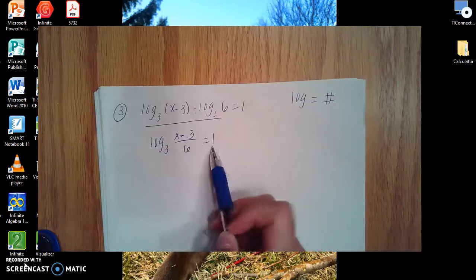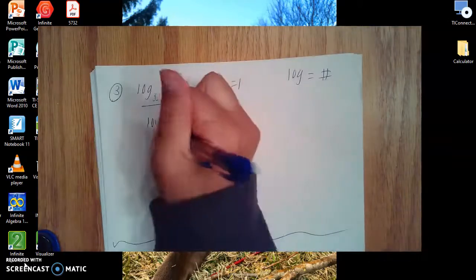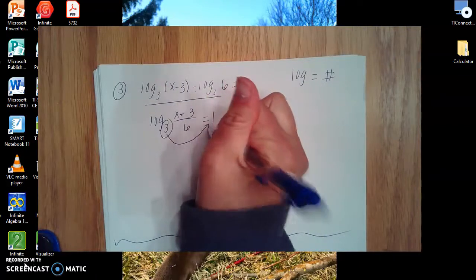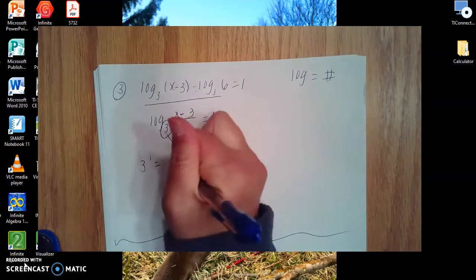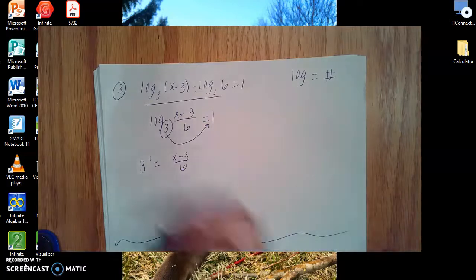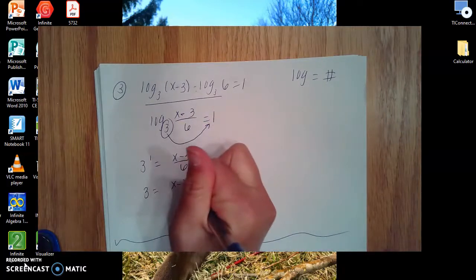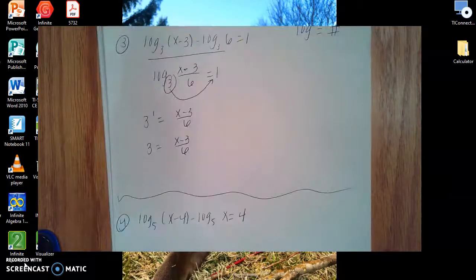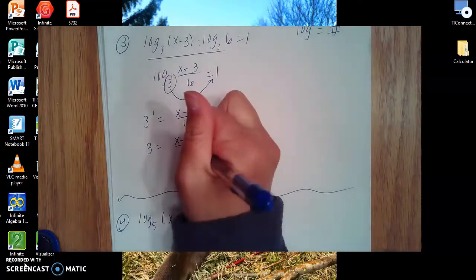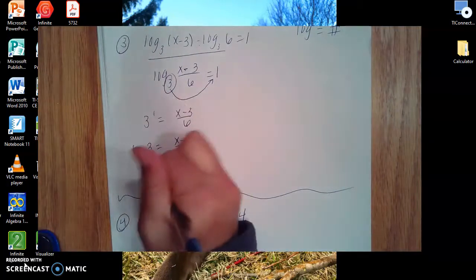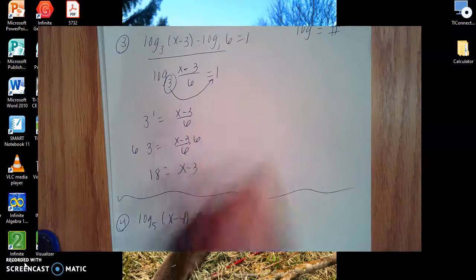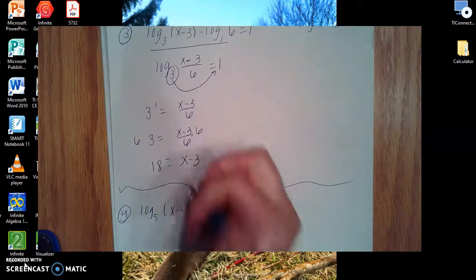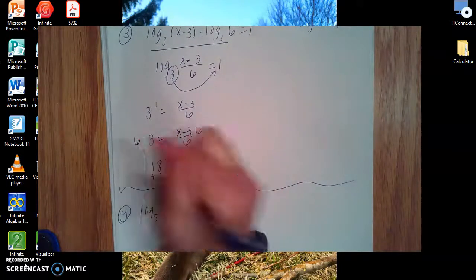When I have a log equal to a number, we're going to go through and rewrite this. I'm going to take my base of 3 and it becomes the base of the 1. And 3 to the 1 is 3. I need to get the x minus 3 by itself, so I'm going to multiply both sides by 6. I'm going to get 18 is equal to x minus 3. And to get the x by itself, I'm going to add 3 to both sides.